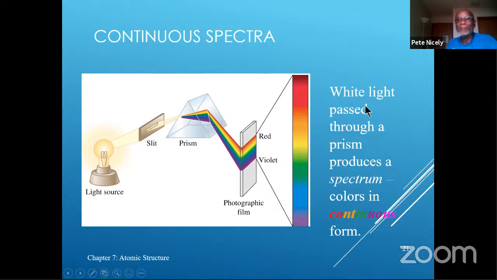So that's what happens when white light passes through the prism, all right? It forms what we call a continuous spectrum. And we call it a continuous spectrum because, as I said before, as you go from one end to the other, there's no definite line of demarcation between the different colors. So you have the red running into the orange, running into the yellow, running into the green, running into the blue, running into the indigo, and then violet, all right? So that's basically how that works out.